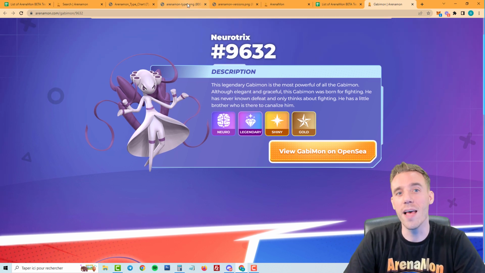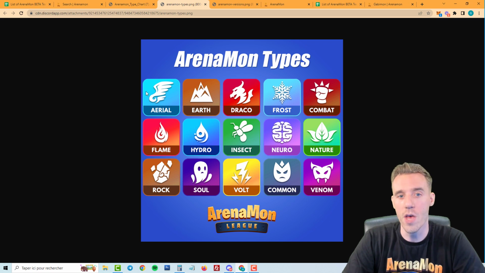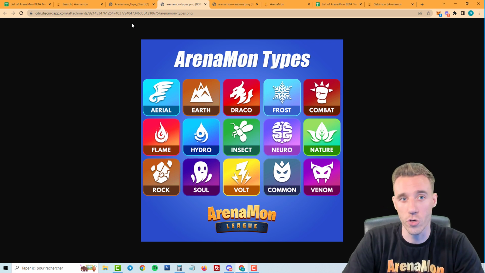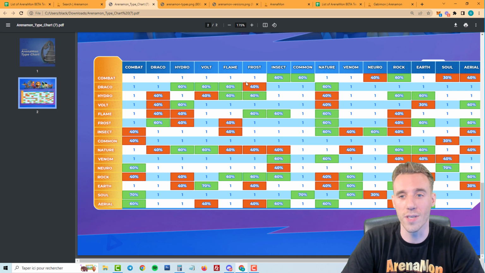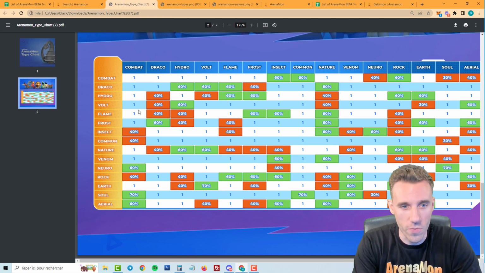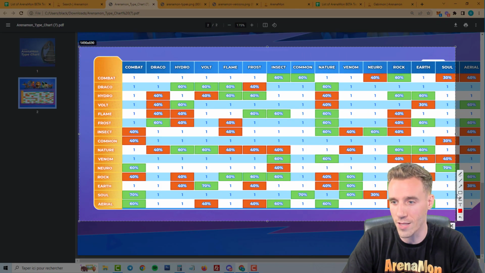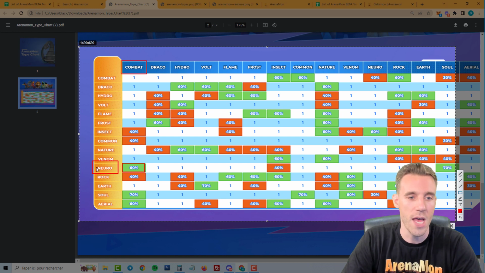Now for the type, let me go through this type. We have 15 different types and you can see they have advantages and disadvantages against each other. By the way, if you want, in the Discord, there's a PDF. Don't get confused. It's actually simple. All you have to do, for example, is to look at the chart and you see neurotype. If Neuro is fighting against combat, Neuro has 60% chances of winning. If Neuro is fighting Draco, you see number one, this means 50-50.